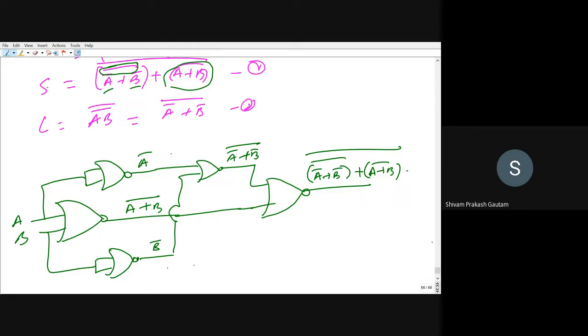This will be sum. Similarly for carry, A bar plus B bar whole bar. So this we have to see for carry. So you can see this is simply the carry. Which one? If I take the port from here, you can see A bar plus B bar whole bar. This is what the carry is. A bar plus B bar whole bar, right? So I do not need to add any extra gates. So this is a half adder using NOR gate. Any doubt? You can check.